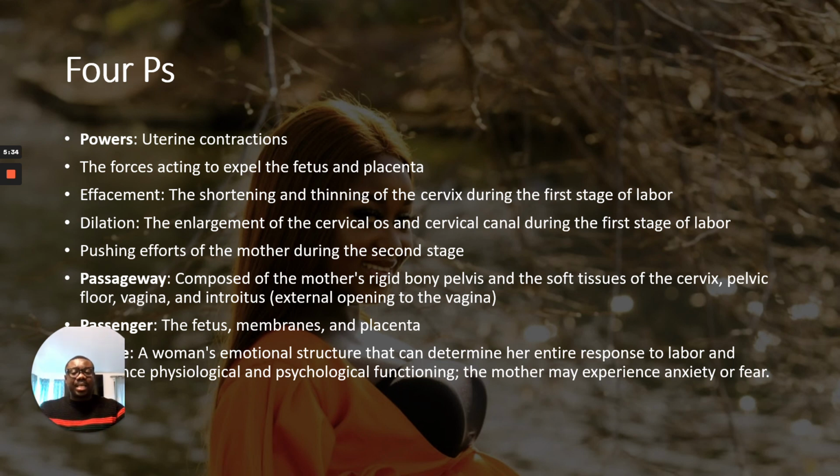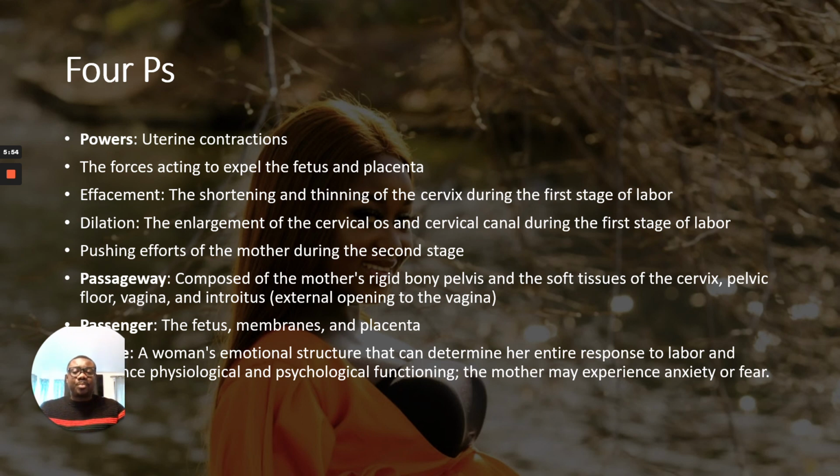The last P is the psychic. The psychic is the emotional state of the woman that will determine how well she responds to labor and delivery, which can help her to have the power, the force, to push out the baby.